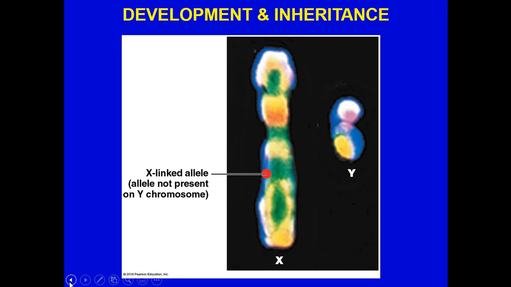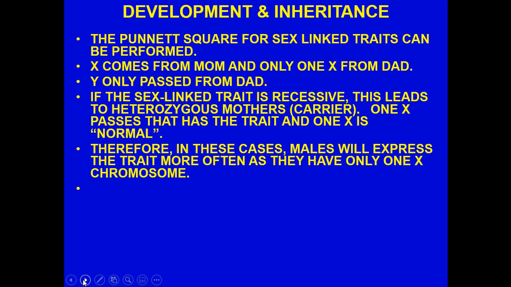Now, let me get you into an example of something that's passed only from dad. You ready? Hairy ears. And I know you're sitting there going, did I hear him right? Yes. Hair that is showing up around the ears, around the pinna, is passed from father to son. It's a Y-linked trait. An X-linked trait is something that would come from mom and only from the one X that dad has. Now, you can work this out in a Punnett square for sex-linked traits.